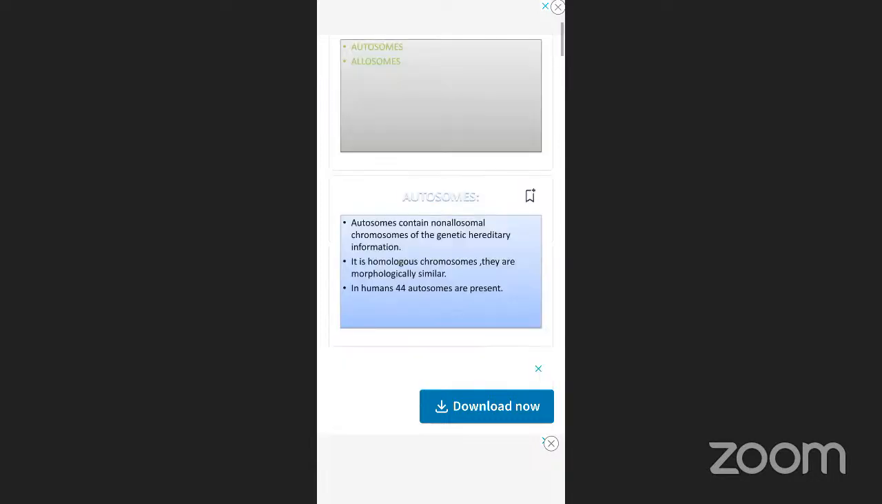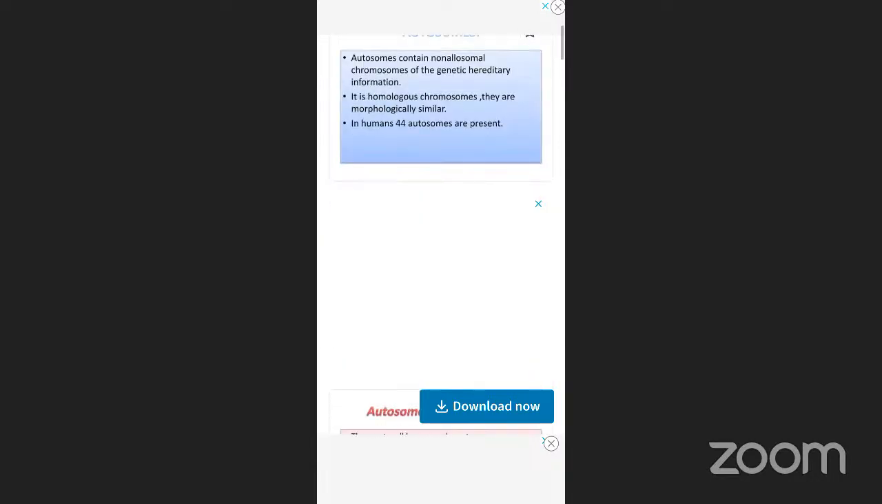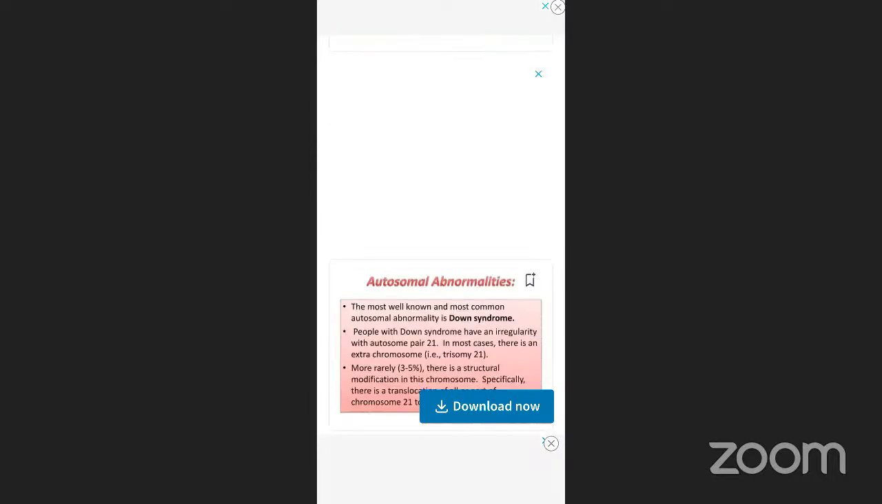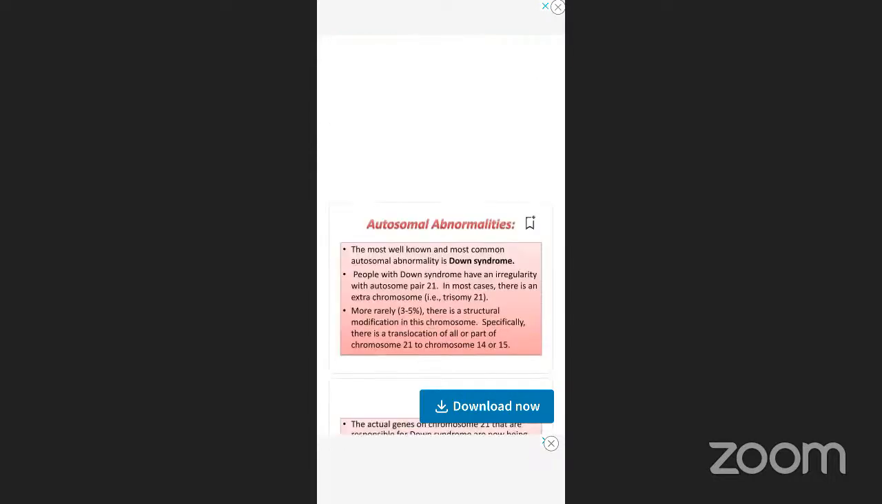In women, how many autosomes are there? 22 pairs of autosomes, so 44 autosomes. What abnormalities are there mainly in the autosomes? The most common autosomal abnormality is Down syndrome. Down syndrome is one type of syndrome; these are some of the diseases.